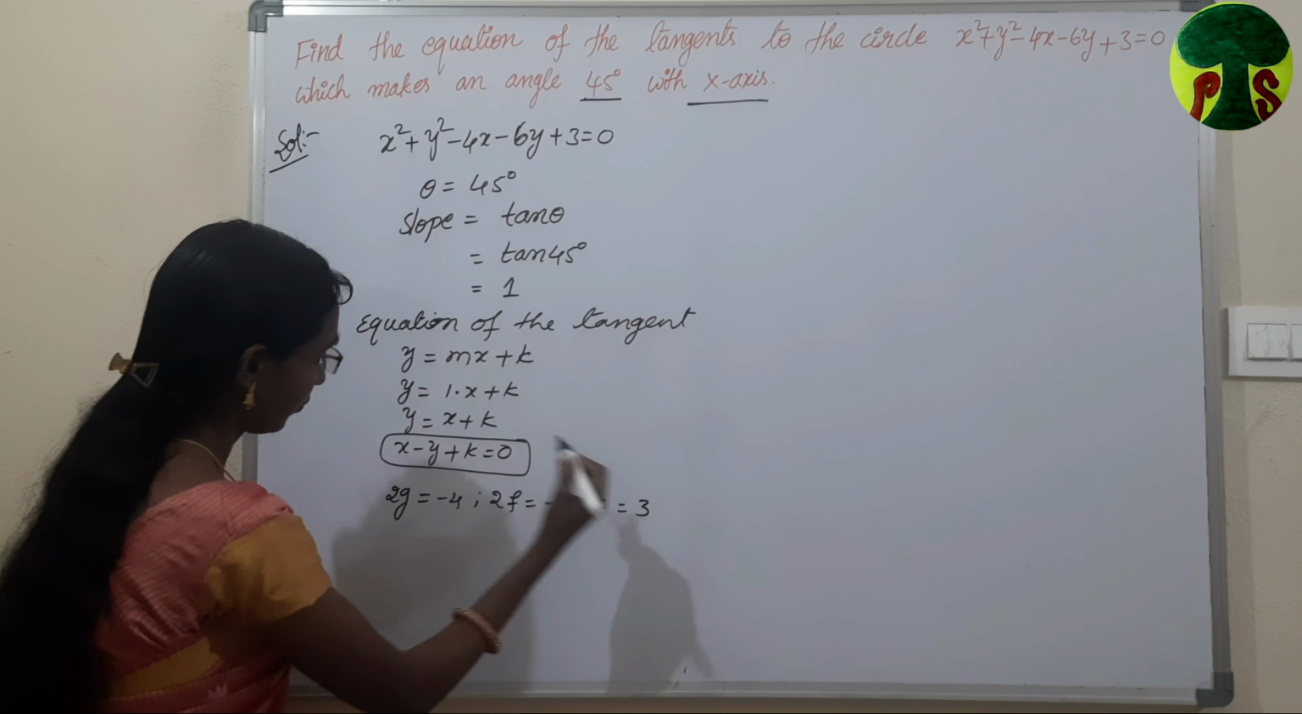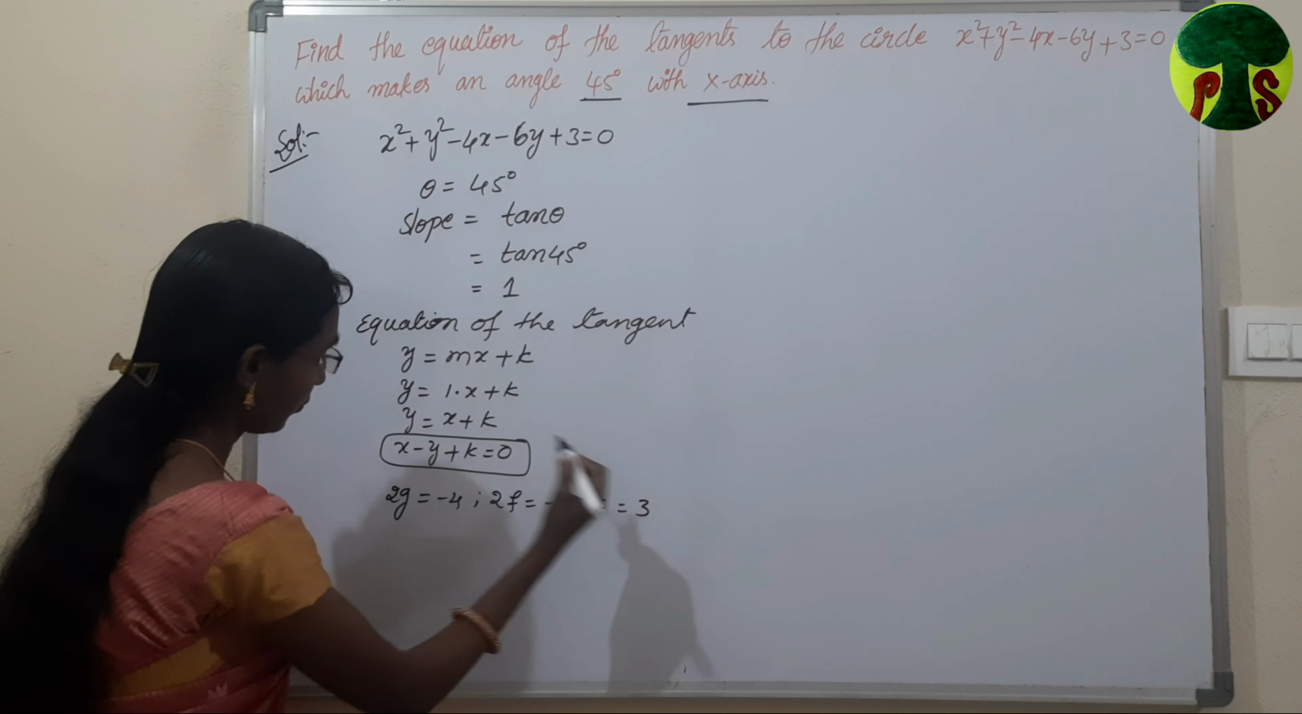So now the center is equal to minus g comma minus f, that is equal to the value of g, minus 2. Minus into minus is plus, so we will get plus 2, and minus into minus is plus 3. So 2 comma 3 is the center of the circle. Now find out the radius.